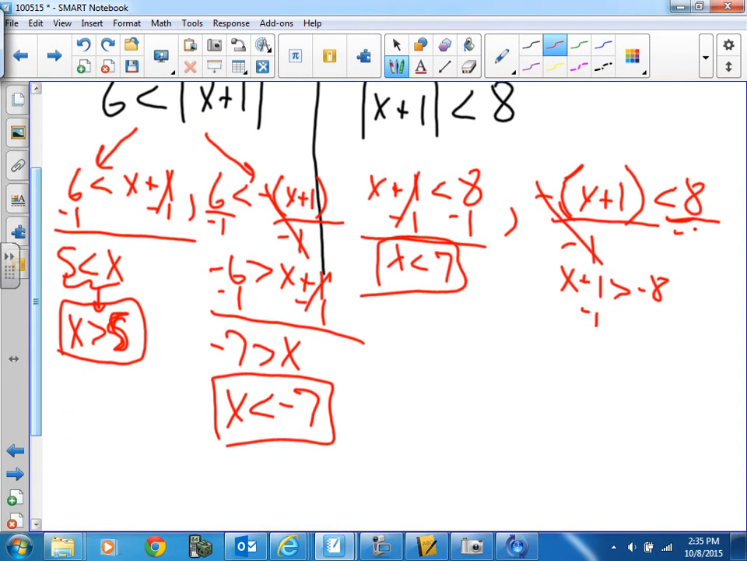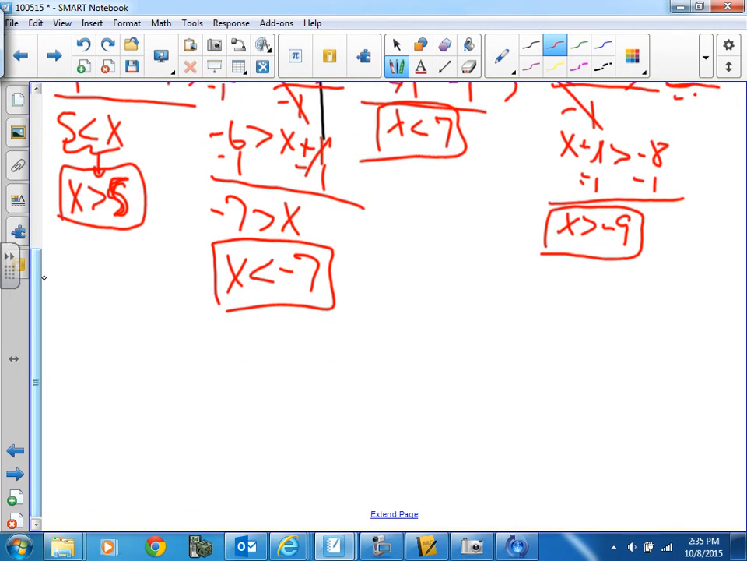And subtract 1, and we end up with x is greater than negative 9. So there we go. Now we want to put this on a number line. These are both "and" statements. Let's do the left one on a number line. As a matter of fact, we'll put these all on the same number line. Let's do that. So we'll make a number line.